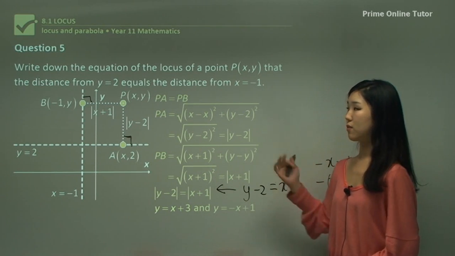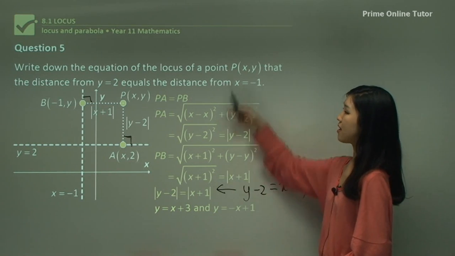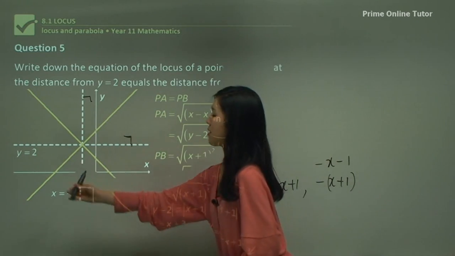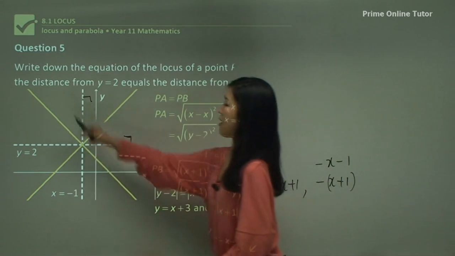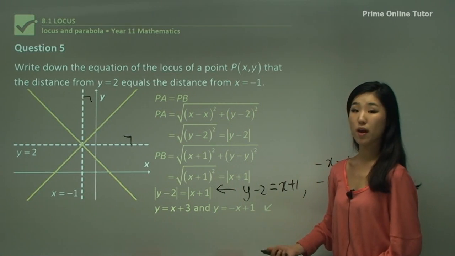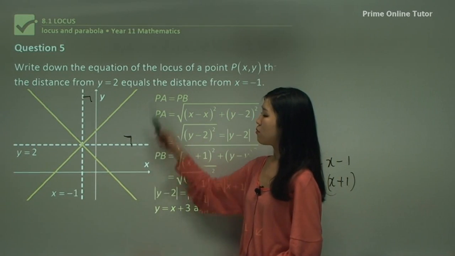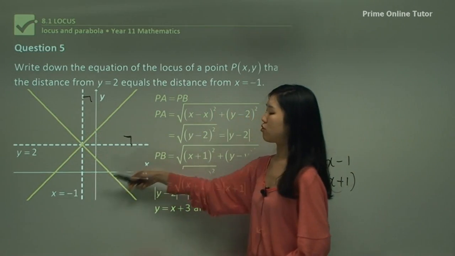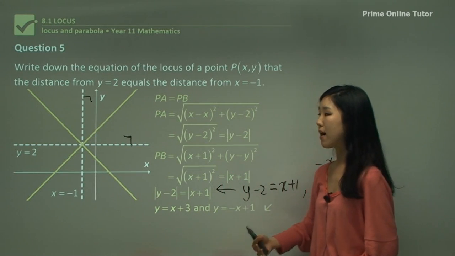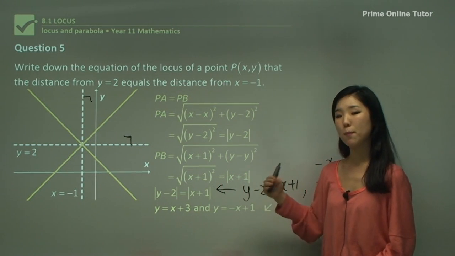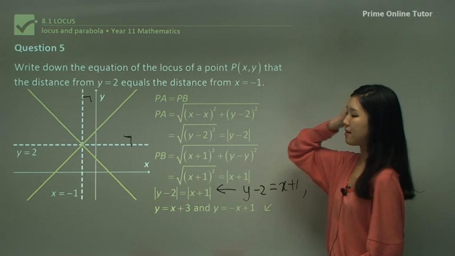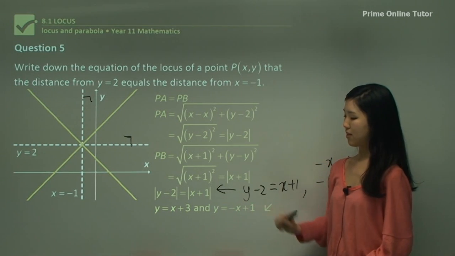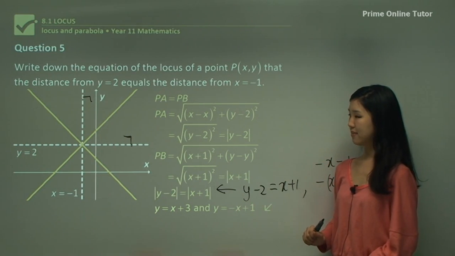That's the equation of the locus of point P for question 5. If I draw a diagram again, this represents y equals x plus 3, and this line represents y equals negative x plus 1. So any point on those lines will make the distance from y equals 2 equal to the distance from x equals negative 1. And remember, the distance from a point to a line is always the perpendicular distance. I hope you remember that. So that's question 5. We have, again, two different equations of the locus. Those are the answers. Have a look at that, guys.